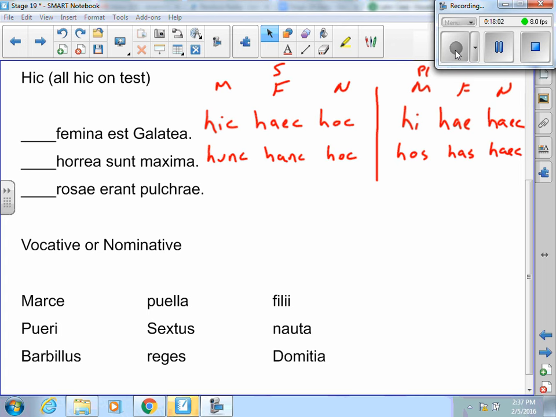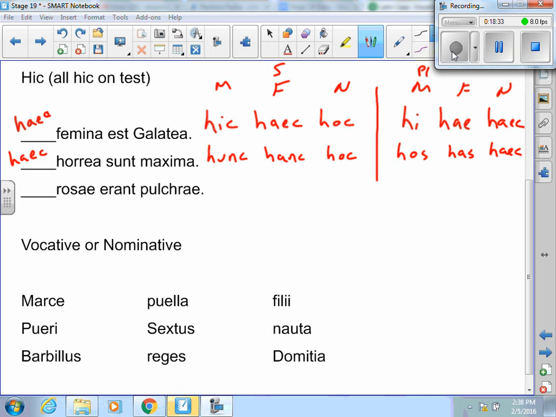So looking at the first one, femina es galatea, I'm going to use femina. That is singular, it is feminine, it is nominative. So I look over on the right-hand side, the singular feminine nominative form is haec. The next one I have horea sunt maxima. Horea is neuter, it is plural. I look at the neuter plural form, it is haec. Next one is rosae. It is plural, it is nominative, it is feminine. The plural nominative feminine is hae.